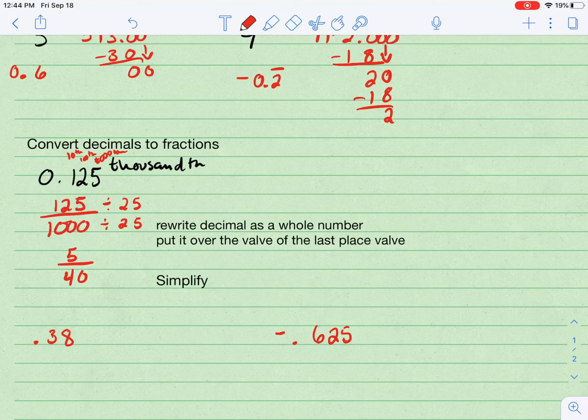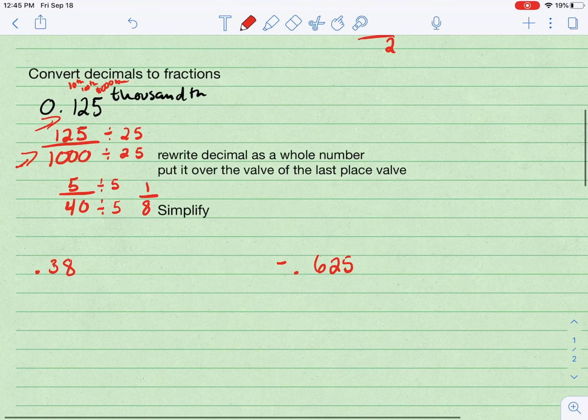Okay, so this can be simplified even further. 5 can go into both of them. So now 5 divided by 5 is 1. 40 divided by 5 is 8. So there we've simplified this decimal right here. We convert to this fraction, then we simplify all the way down to 1/8. So 1/8 is in simplest form. And if you took 1 divided by 8, you would get 0.125.